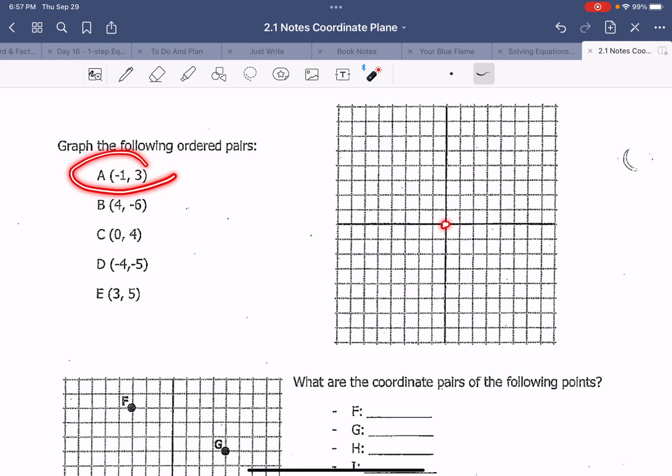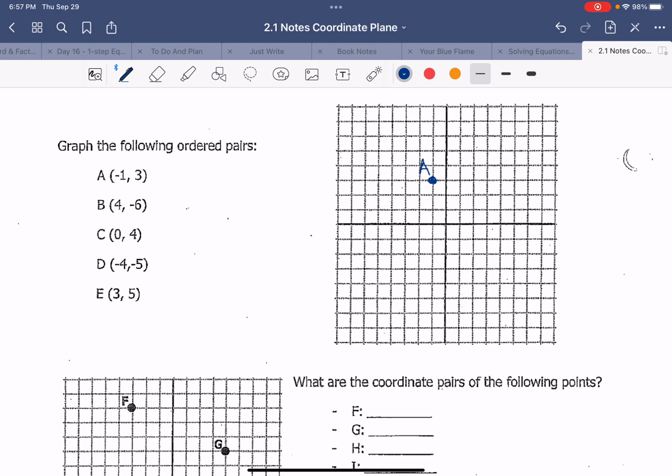So remember, we're always going to start at 0. I'm going to look at the first point, which is negative 1, comma 3. Starting at my 0, I'm going to go left 1 because this is negative, okay? And I'm going to go up 3. 1, 2, 3. So my point is going to be right here for point A, okay?